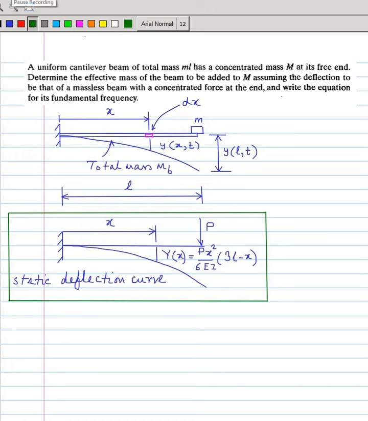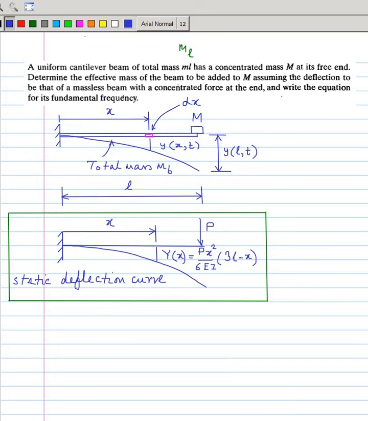So this is another example of Rayleigh's method. Here is one uniform cantilever beam, but the beam also has a mass of m subscript L, and it has a concentrated mass capital M at its free end.